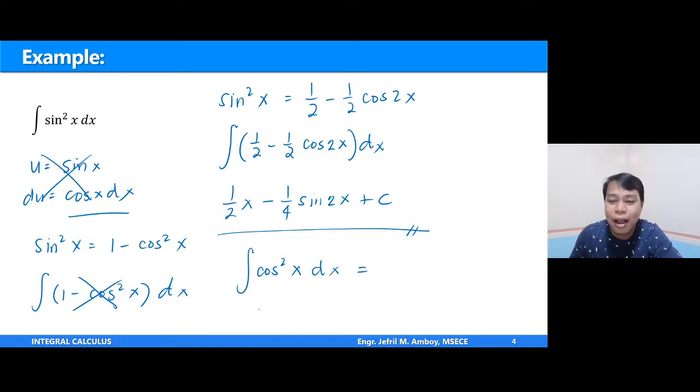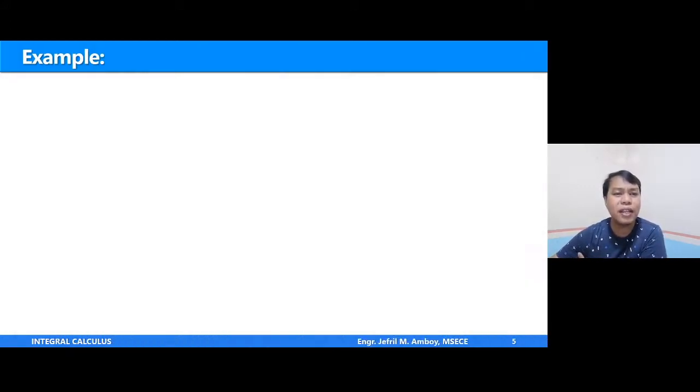So, kapag cosine squared, magiging ano lang yan? Cosine squared x is just 1/2 plus 1/2 cosine 2x. So, dun lang nagkapalit sa sine. Dun lang nagkaiba. So, kapag sine squared, minus. Kapag naman cosine squared, meron tayong plus na sign dito. So, madali mo na siyang mai-integrate. Okay? Exercise na lang yan. Madali lang yan. Now, let's move on to the next example.